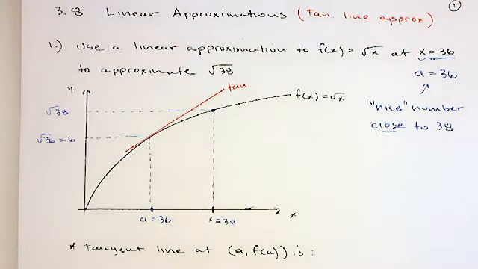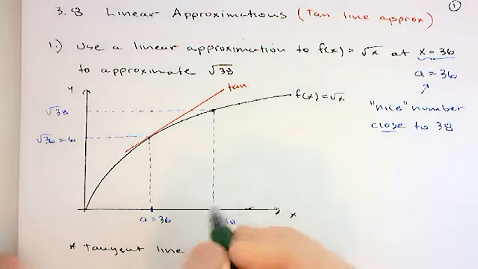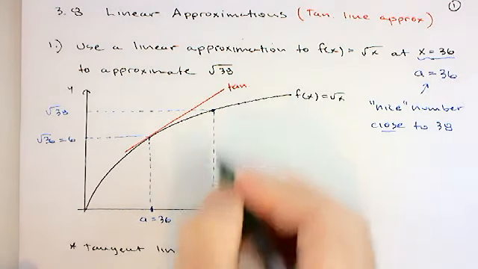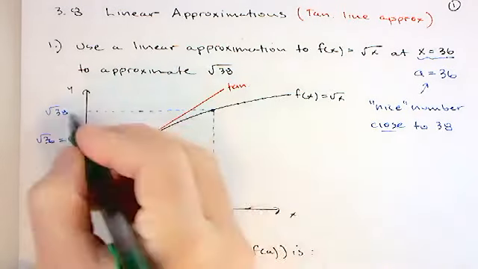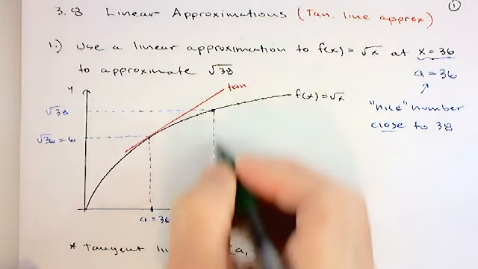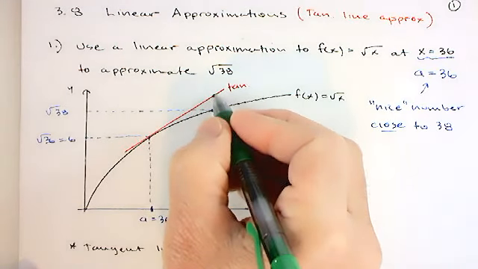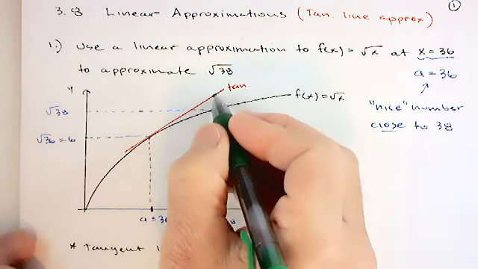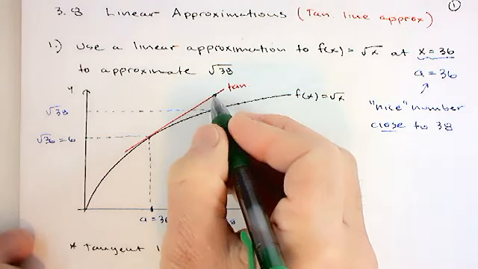And the idea is going to be this: instead of plugging in 38 into our square root function, which we don't know what that answer would be, when we find the equation of this tangent line, we're going to plug 38 into our tangent line. And for one thing, I can tell I'm going to be over, right? It's going to be an overestimate.